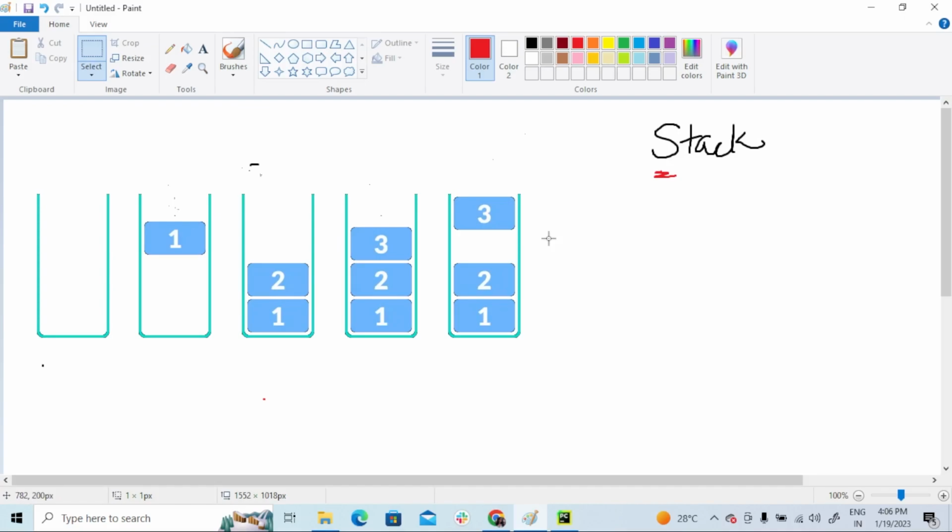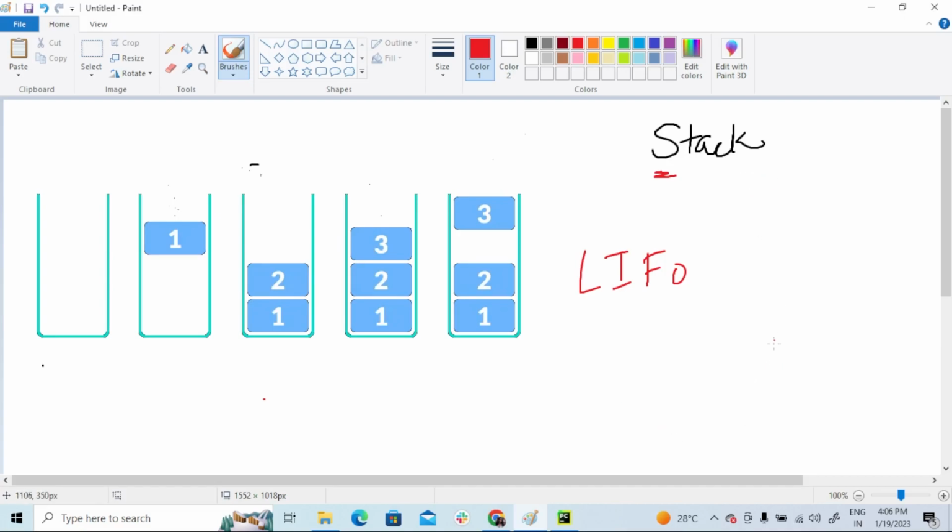Stack is a linear data structure that follows the principle of last in, first out. That means LIFO, last in, first out. So what do you mean by this last in, first out? What do you mean by this LIFO? This means the last element inserted inside the stack is removed first.